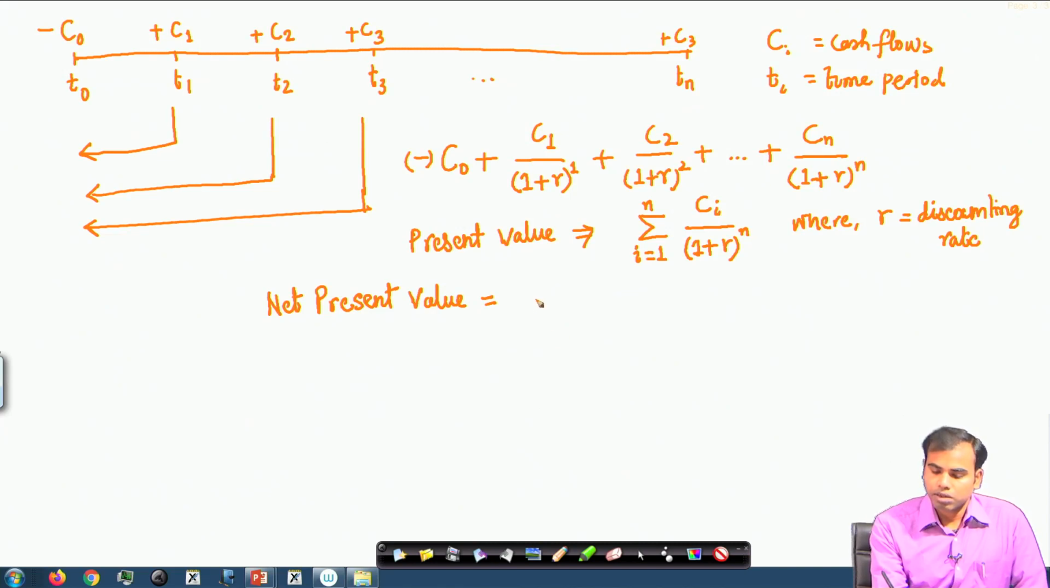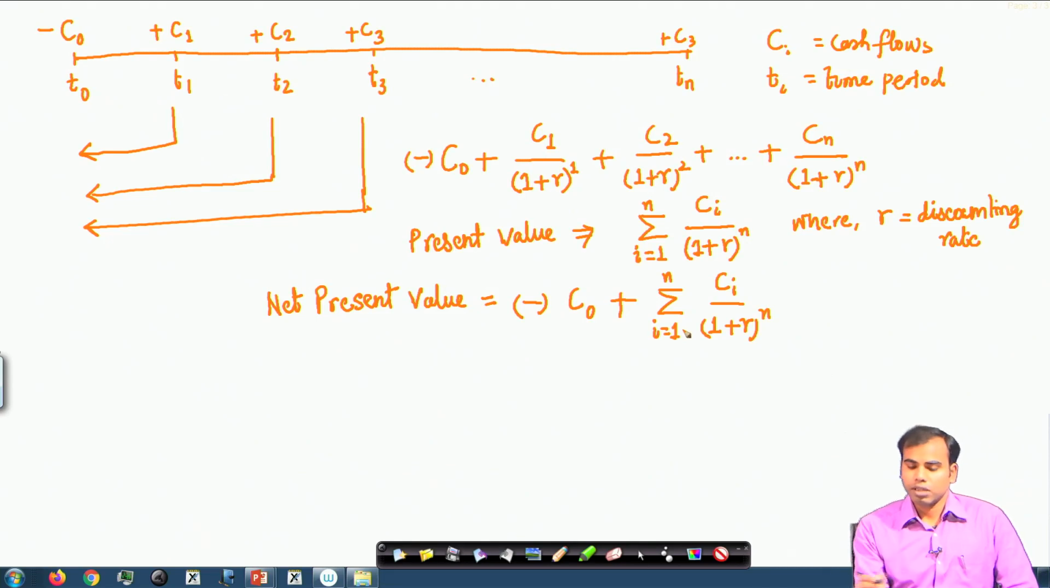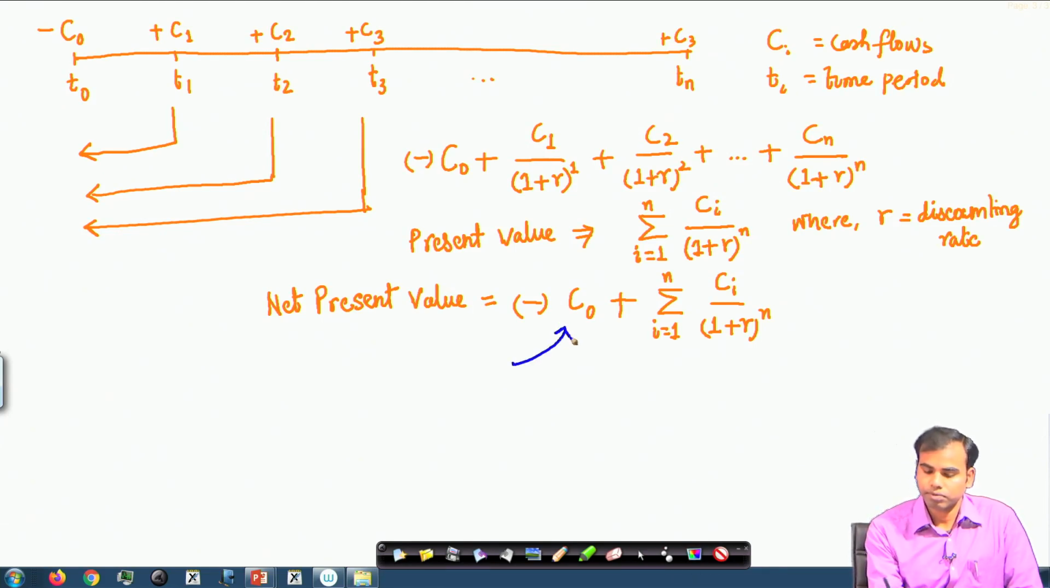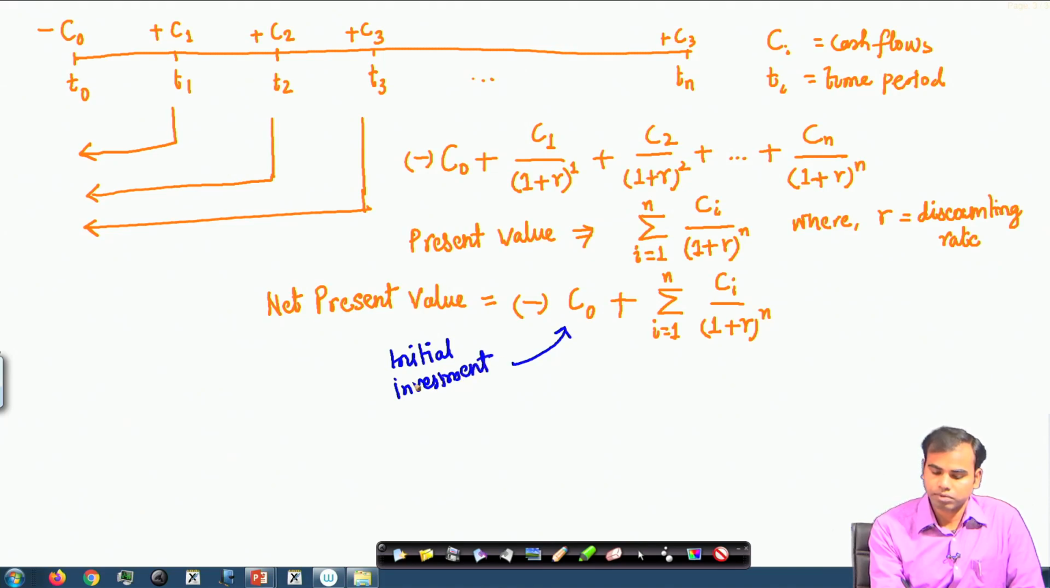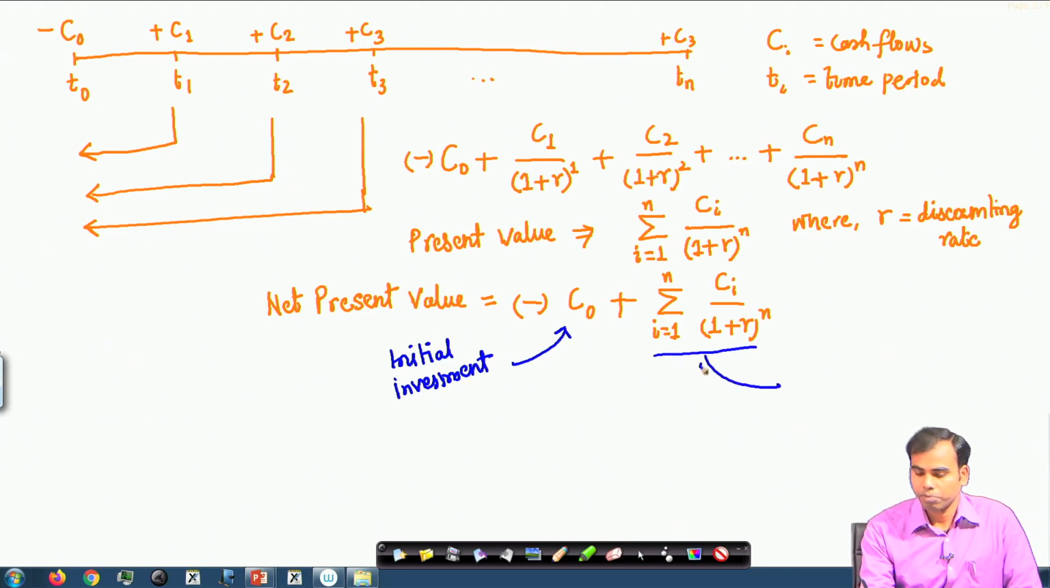essentially it is your initial investment, which is a negative cash flow of C0, and the sum total of all future cash flows present value. Here this is your initial investment, and this is your present value of all future cash flows.